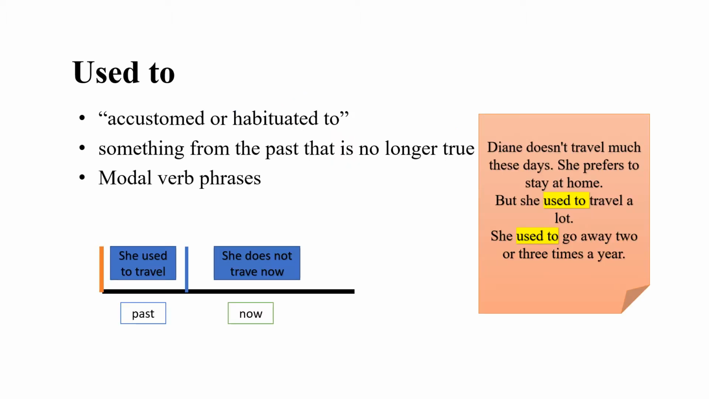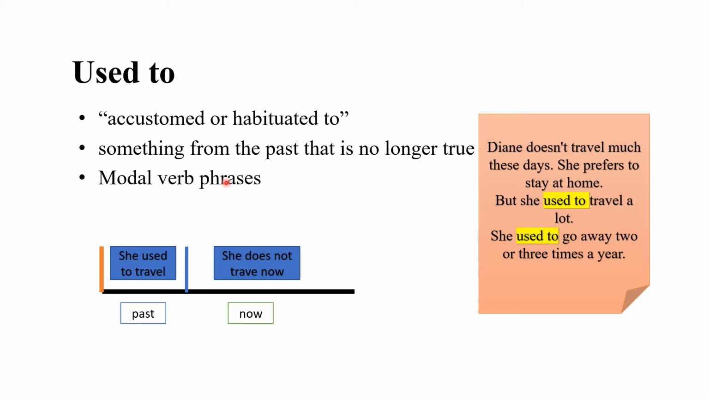In this lecture, we'll learn the use of the phrase used to. Used to is a verb phrase that can mean accustomed or habituated to, or it refers to something from the past that's no longer true. Used to is also frequently used in English grammar as a modal verb phrase.